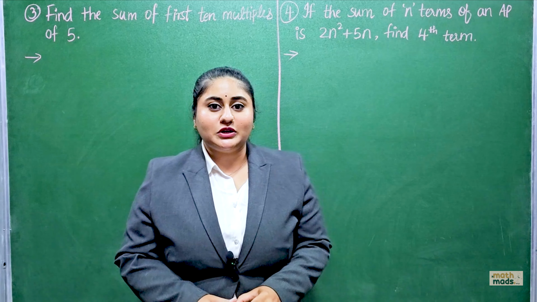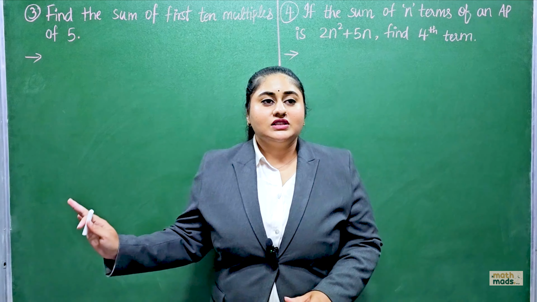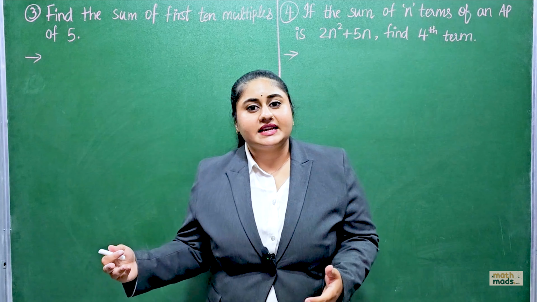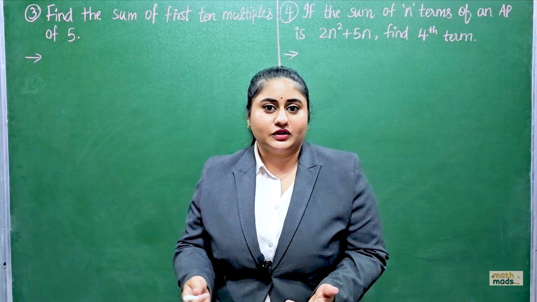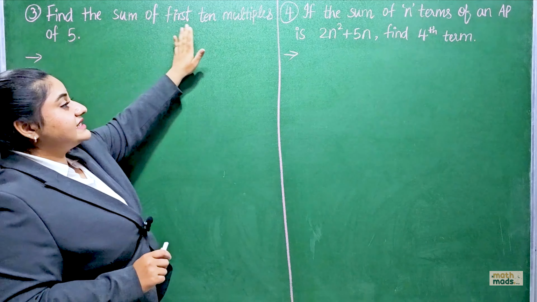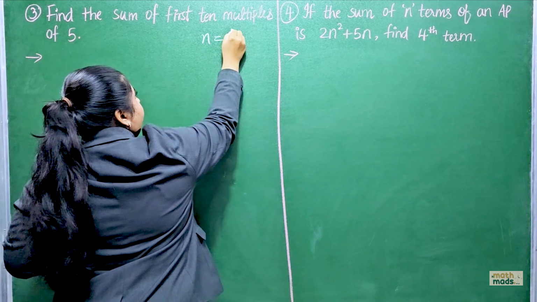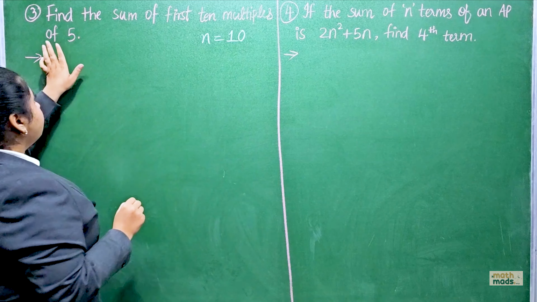Now let's look at the third problem. This is a very typical question. Find the sum of first 10 multiples of 5. They can give you find the sum of first 8 multiples of 8 or something like that. So now let's look at how to tackle this problem. They have given first 10 multiples. That means n is equal to 10. And then they've given of 5.